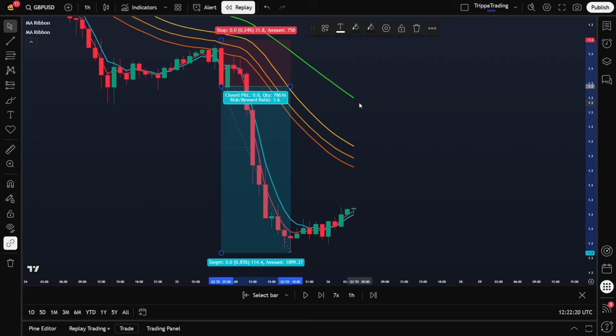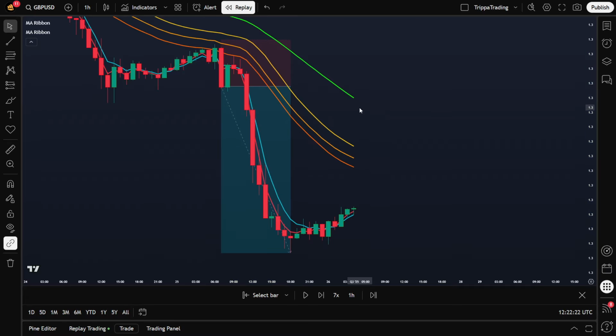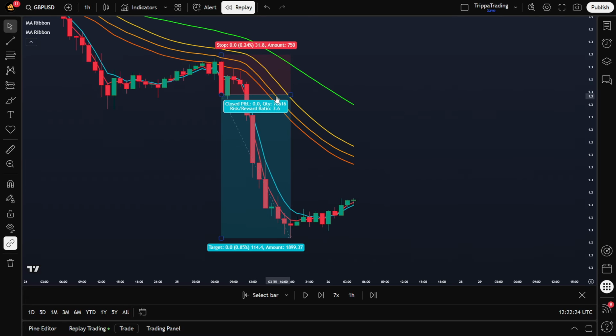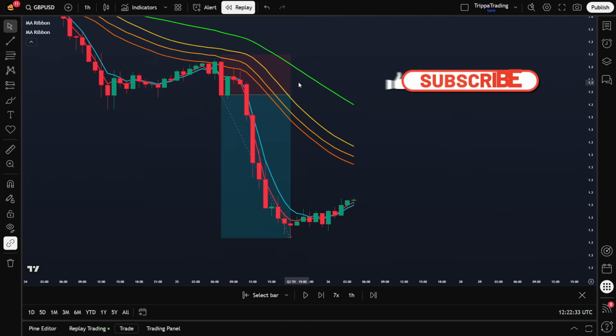But remember, no strategy in trading has a 100% win rate. Even the cleanest signals can fail sometimes. That's the complete moving average strategy. It's clean, visual, and very accurate when followed with discipline.